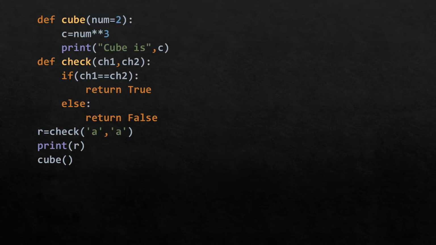Now the same program we have modified a little bit. While calling the check function, here we have passed two characters which are same, and the cube function here is called without any argument. So by default it should take argument as 2. Let's see the output. Yes, it is printing true because the two characters entered here are same, and it is also printing the cube of 2, that is cube is 8.